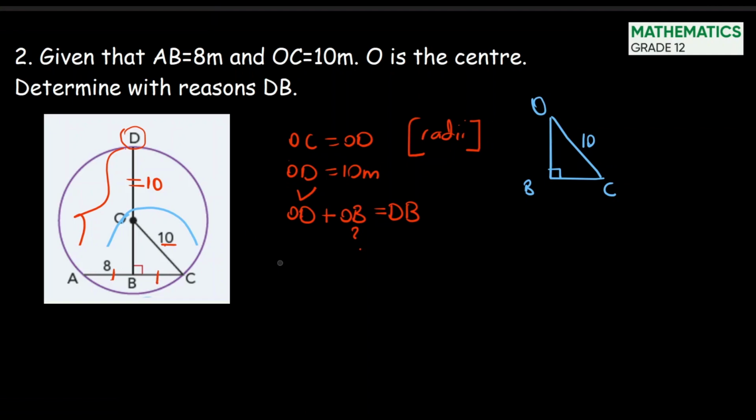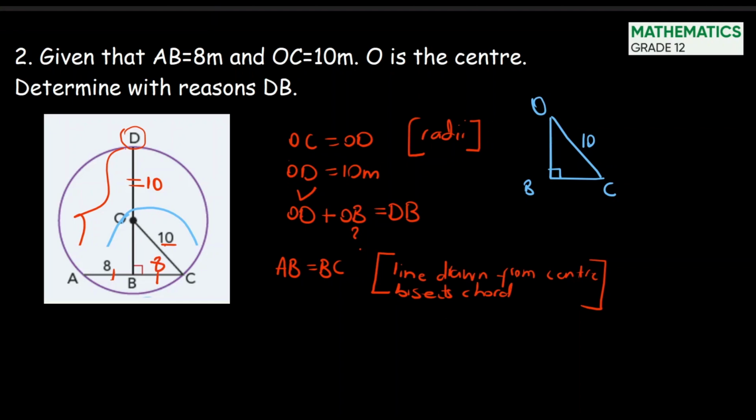So we can write that down and say AB is equal to BC, and our reason: line drawn from center bisects the chord, or is perpendicular to the chord. Bisect means half. Which means that our BC will also be equal to 8 because AB is equal to BC in length. So in BC here, we can write that it's 8.